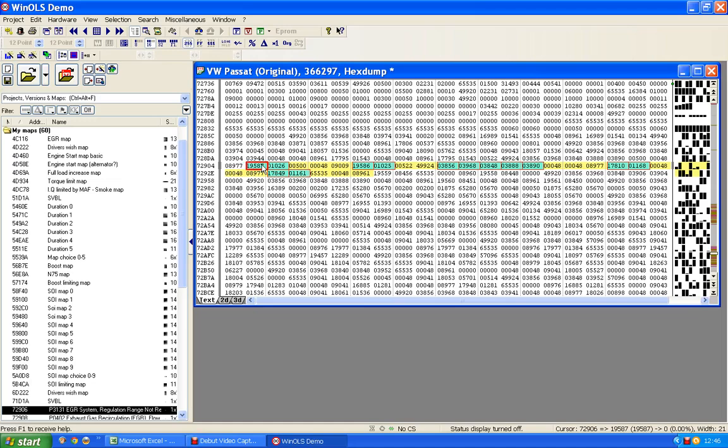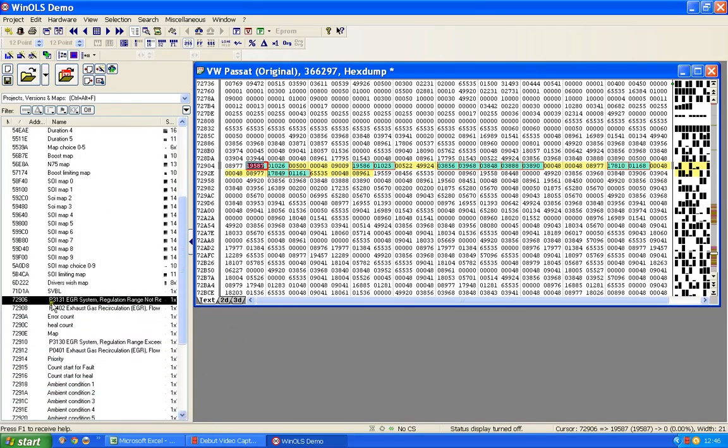19587, 19587. And here I've put a note on the actual file to say that that is the equivalent of P3131 EGR system regulation range not reached. So that's that one there. And usually it goes hand in hand with this one, which is regulation range exceeded. But they're not next to each other. They've been moved apart. So obviously that was deliberate. The designers deliberately did that. So we've got here not reached, and there we've got exceeded.